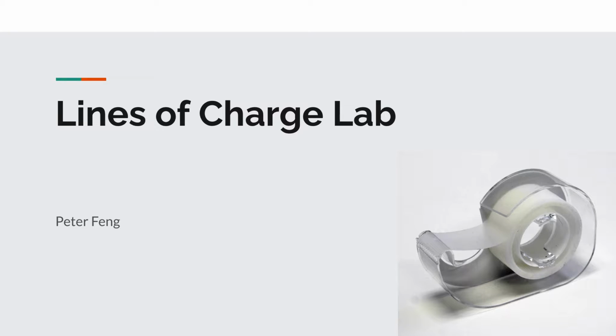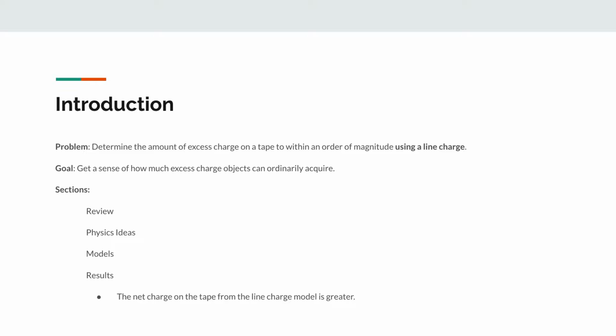Lines of Charge lab, which is really just a continuation of the previous lab about charged tape. The goal of this lab is to determine the amount of excess charge on the tape to within an order of magnitude, but here we're going to be modeling the tape with a line charge instead of a point charge like the previous lab.